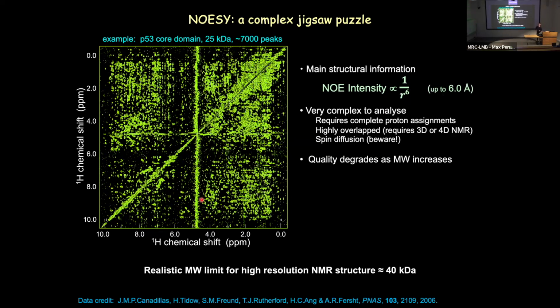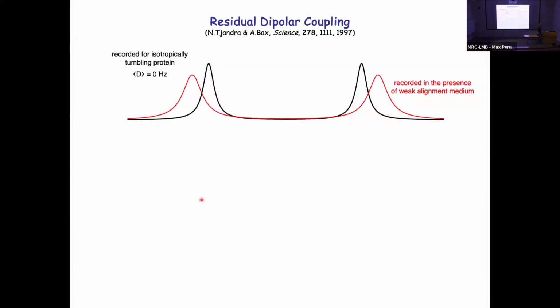And the automation algorithms for deciphering this information are still not reliable enough that you could automatically assign those and publish that as a definitive structure. So we have to do that by hand, and it takes a long time to do. Realistically, the molecular weight limit for getting high resolution structures by this method is about 40 kilodaltons or thereabouts.